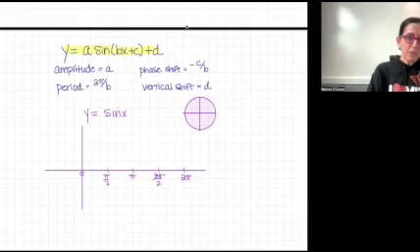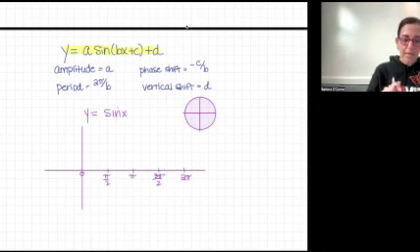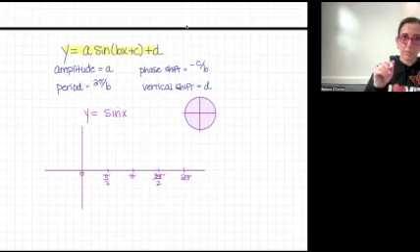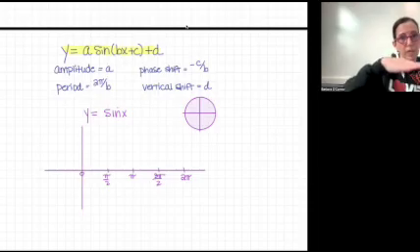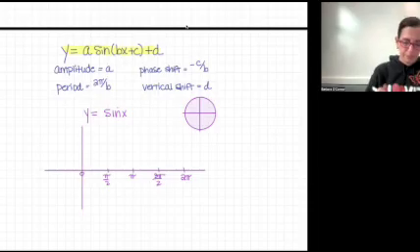So the amplitude, or the distance from midline to highest point, or midline to lowest point, is A. The period, or how long it takes the function to complete one cycle, is 2 pi over b. The phase shift, or the horizontal shift left or right, is negative c over b. And the vertical shift, where the midline is going, is d.